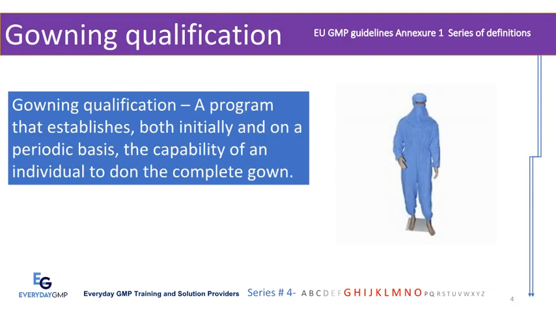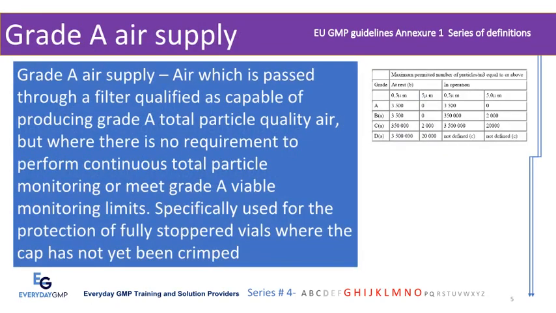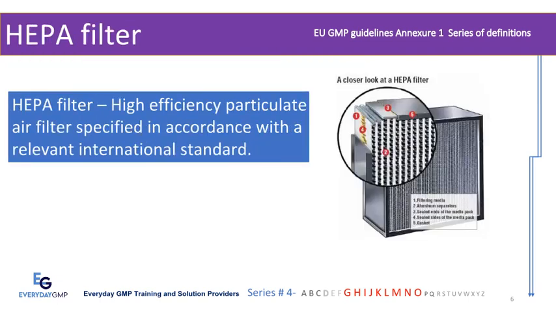Gowning qualification: a program that establishes, both initially and on a periodic basis, the capability of an individual to don the complete gown. Grade A air supply: air which is passed through a filter qualified as capable of producing grade A total particle quality air, but where there is no requirement to perform continuous total particle monitoring or meet grade A viable monitoring limits. Specifically used for the protection of fully stoppered vials where the cap has not yet been crimped. HEPA filter: high-efficiency particulate air filter specified in accordance with the relevant international standard.